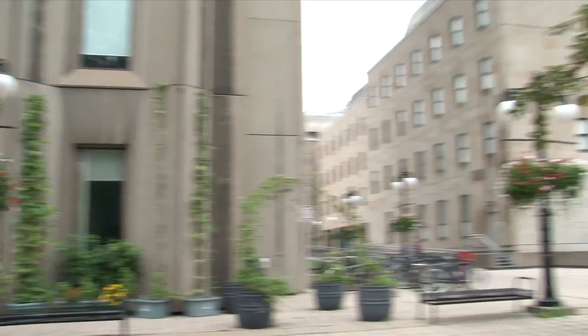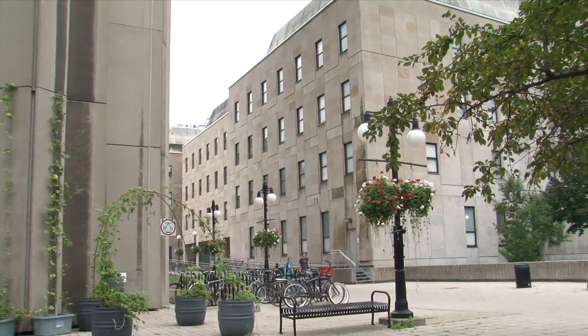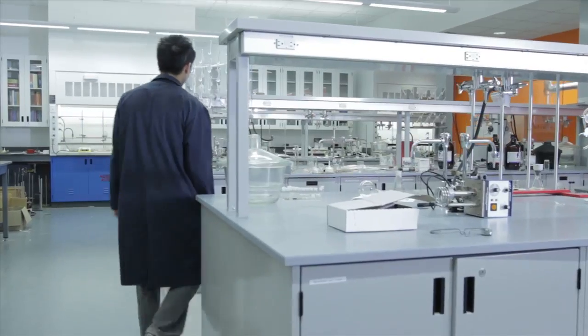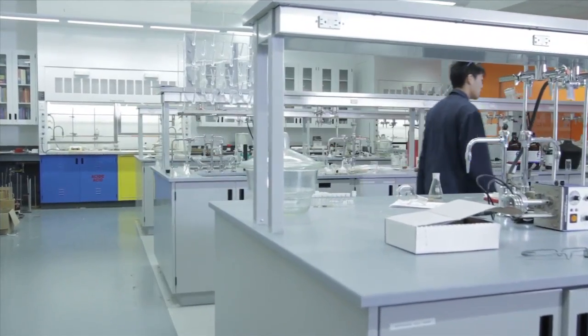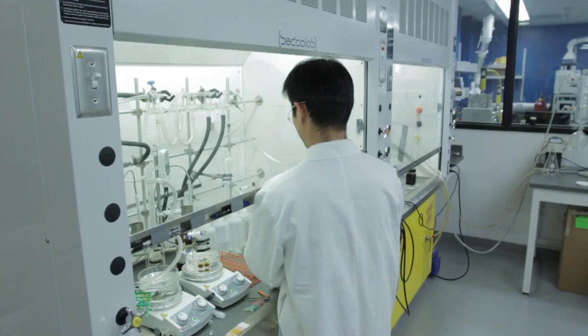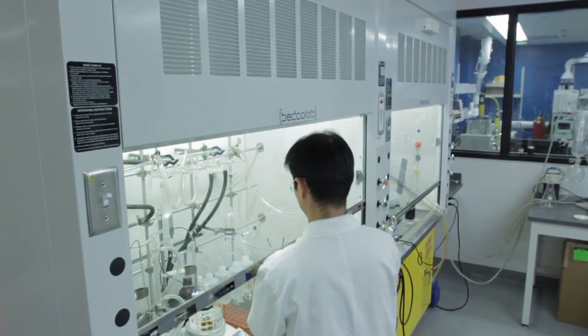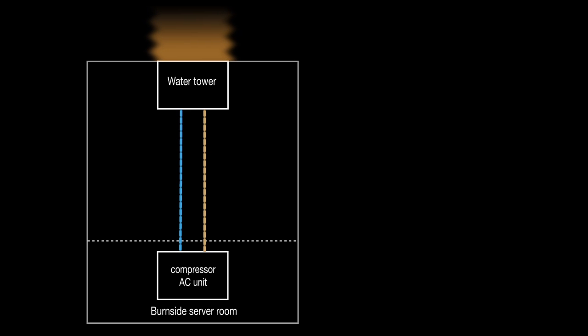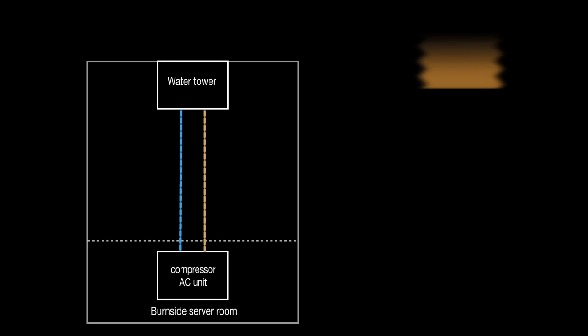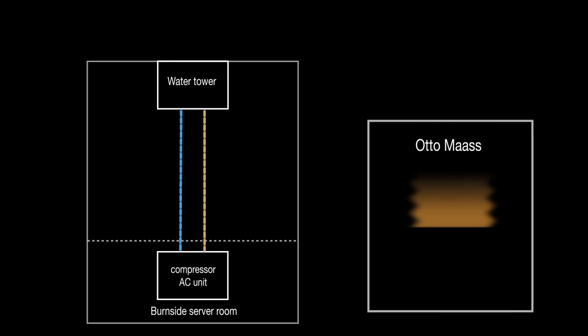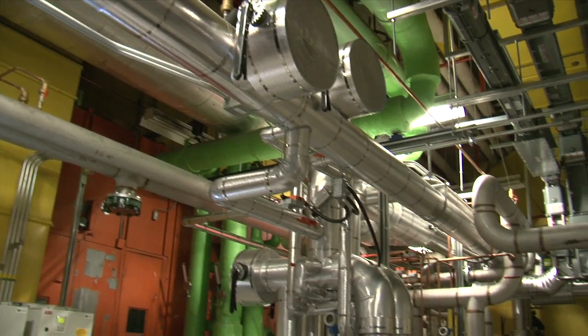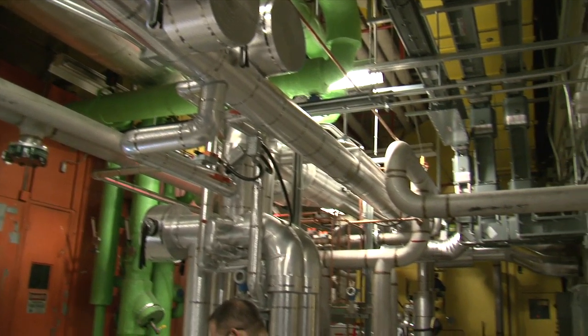Next door to the Burnside Building is the Otto Maass Building. It's home to McGill's chemistry department and contains dozens of labs requiring constant ventilation. All this fresh air needs to be warmed, particularly in the cooler months. The idea is to use this waste heat to heat the Otto Maass Building. Engineers are now in the final phases of implementing the new system.